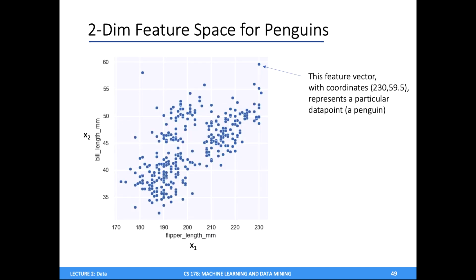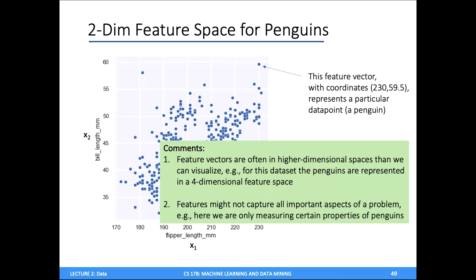For example, in our penguin data set, every point I was showing in these scatter plots corresponds to a particular feature vector corresponding to a particular penguin. Some comments here. Our feature vectors in machine learning are often much higher dimensional than we can actually visualize in practice. I.e., if you have, say, a 4-dimensional feature vector corresponding to 4 different inputs, you're probably going to have a hard time visualizing that as a point in 4 dimensions. But this intuition in, say, 2 dimensions is often quite useful for thinking about machine learning problems.